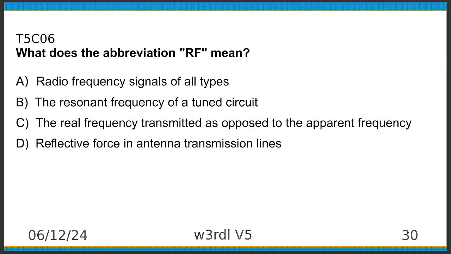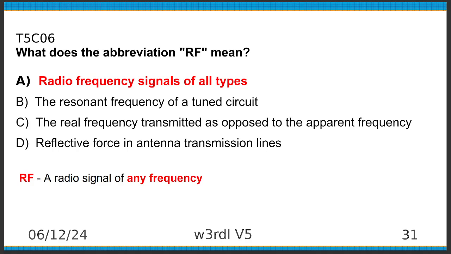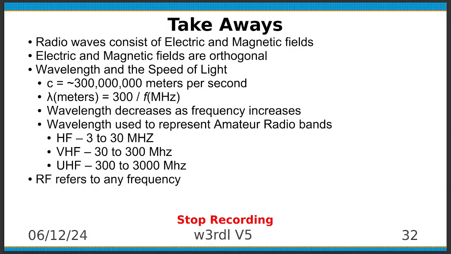Let's see. What does the abbreviation RF mean? Alpha. Radio frequency signals of all types. It seems like a lot shorter answer than earlier. Takeaways. Radio waves consist of electric and magnetic fields. Electric and magnetic fields are orthogonal. What does orthogonal mean again? Right angles? Oh, yeah, because they're at right angles to one another.